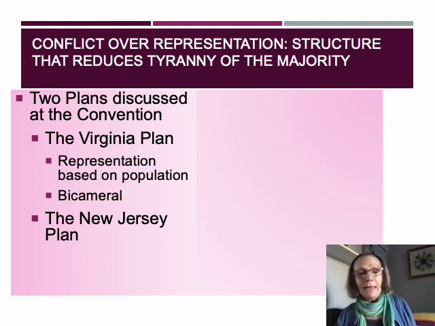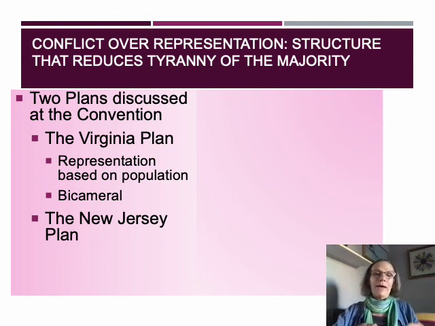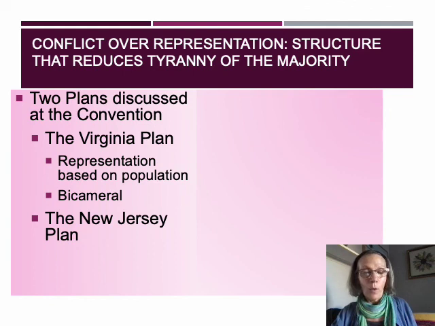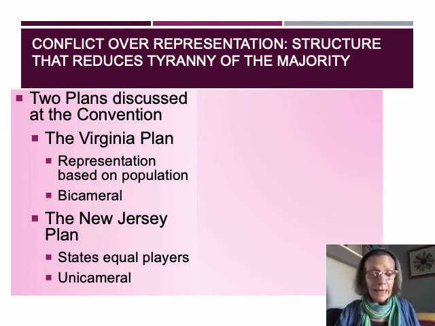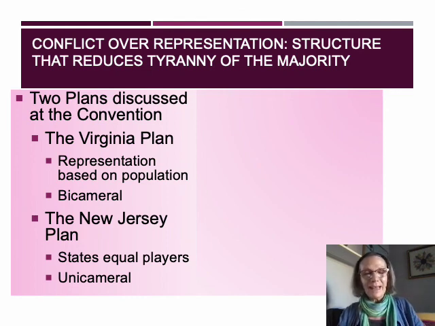Now, the New Jersey plan, from a smaller, less populous state, was like, wait a second. It saw the writing on the wall and said this democracy is not going to work if we put no brakes on the majority's power. Those who are not in the majority need to have their concerns taken into consideration when making laws for this nation. So New Jersey said they wanted states to be equal players. It didn't matter how many people lived in your state; everybody got an equal say. They also wanted just one house of the legislature. They wanted it to be unicameral.